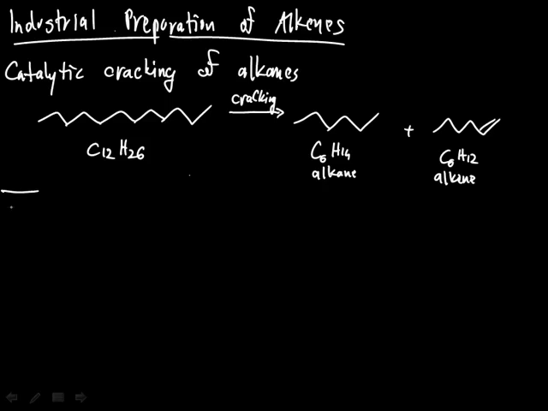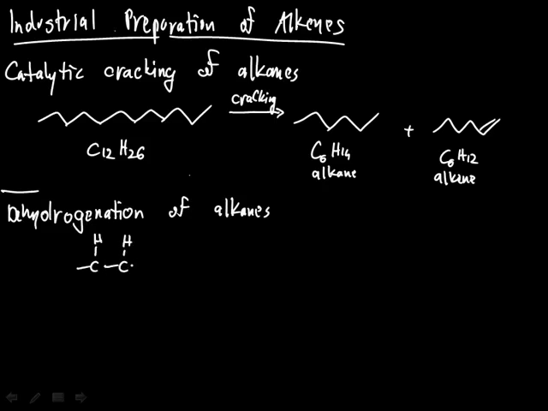Another industrial possibility would be dehydrogenation of alkanes. As the name implies, we would take an alkane and simply pluck off two hydrogens. This is done under forcing conditions of heat to give us the C=C double bond and an H2 molecule.